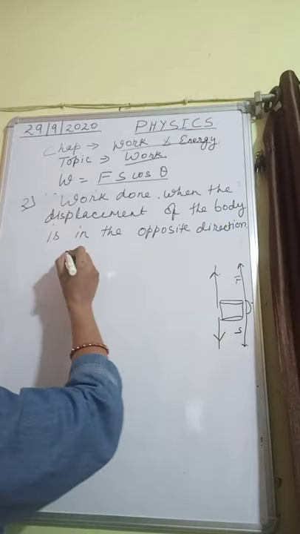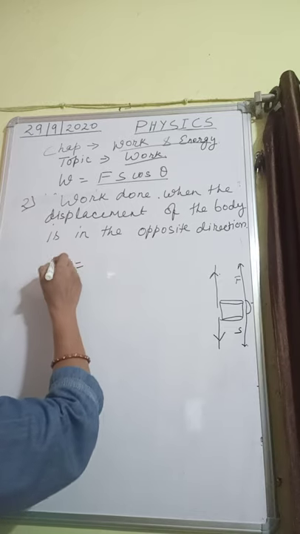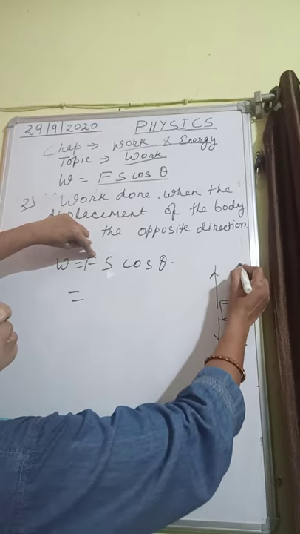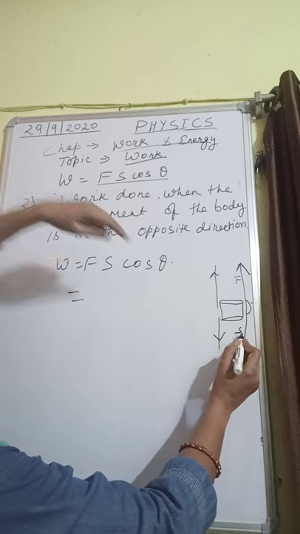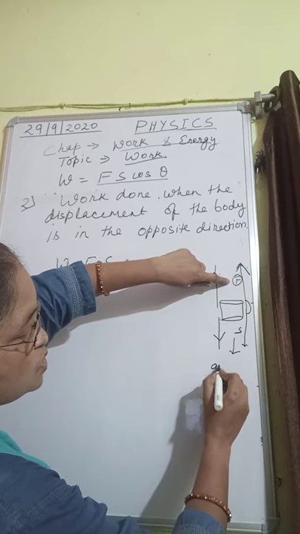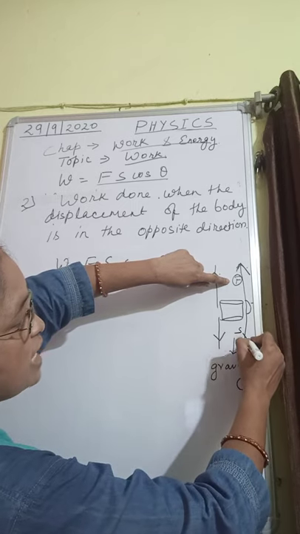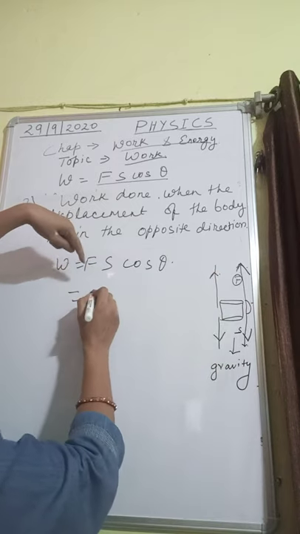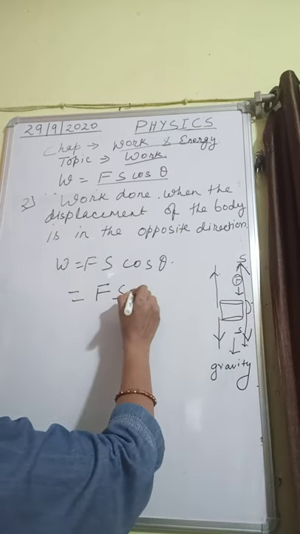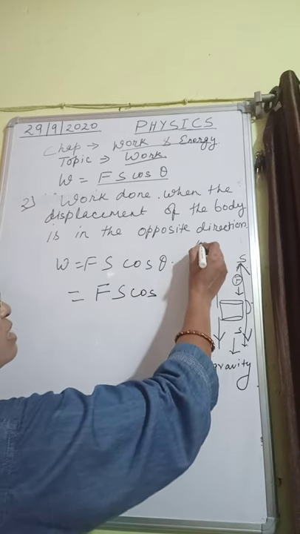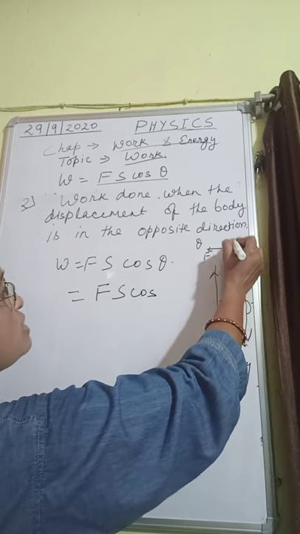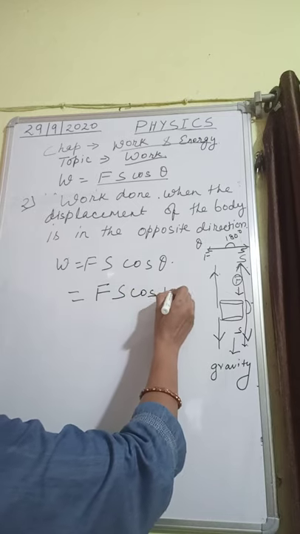So here let us see what happens. W is equal to Fs cos theta. We are pulling the tumbler upwards, but F we will take due to the gravitational force. Gravitational force is acting downwards. So here S is in the upward direction. What will be the value of theta? Theta in a straight angle, I think you have studied. S is acting in this direction, F is acting in this direction. So the angle between them is 180 degree. F S cos 180 degree.